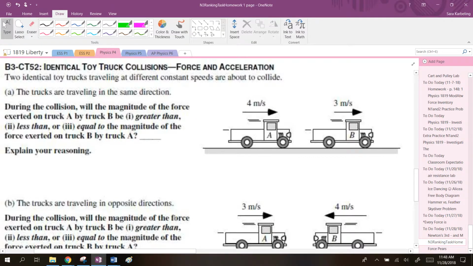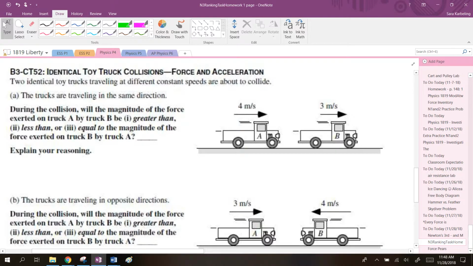All right. Do I have a table that would like to volunteer for one of them? You want to do it? Go, Ben. So we're starting with A. Is that okay? Equal to. Let me read the question because I don't remember what it was. 2 identical toy trucks are traveling at different constant speeds about to collide. Oh, no! The trucks are traveling in the same direction during the collision. The magnitude of the force exerted on A by B is greater than, equal to, or less than B on A. And you said equal to? Yep. Okay. And why did you say so?